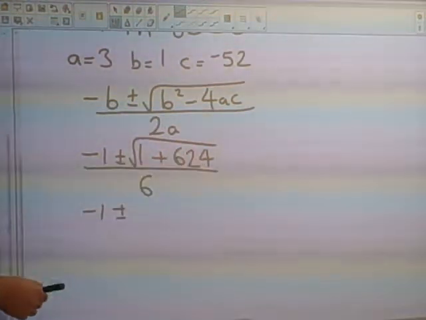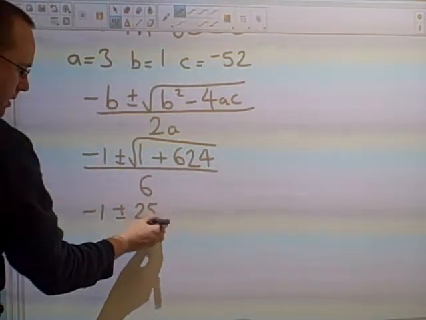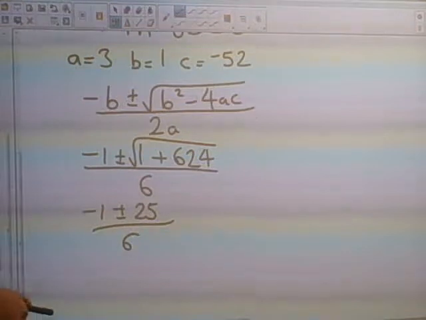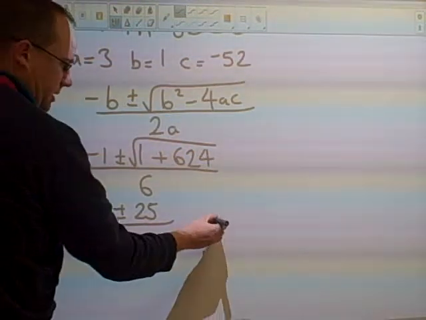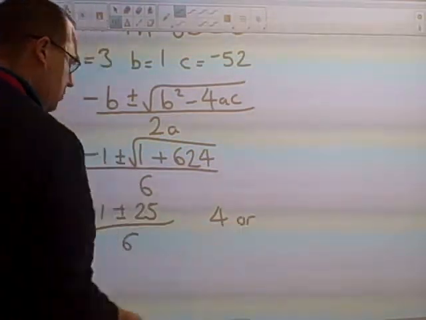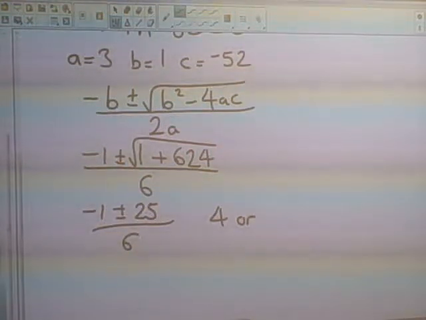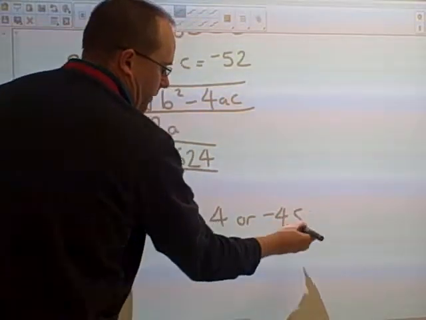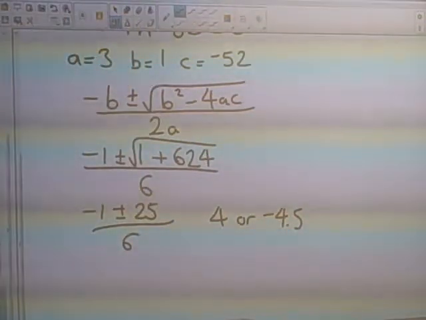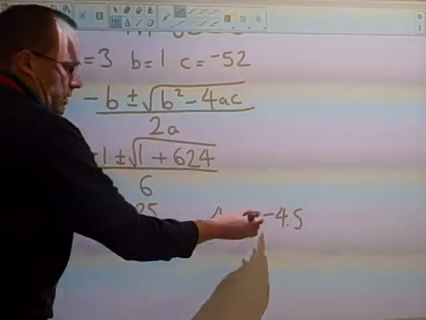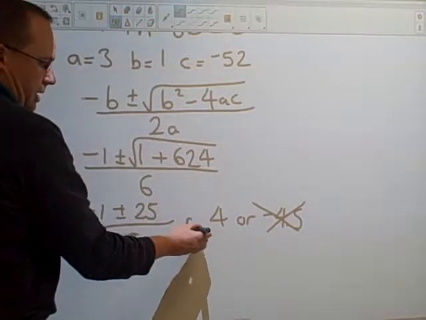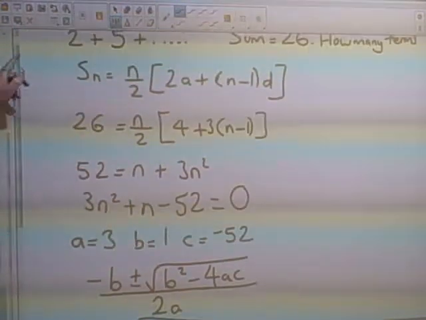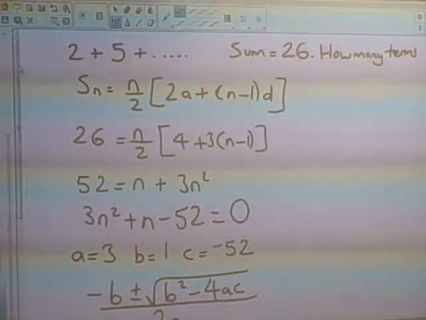Now 625 is a perfect square, that's 25. So we've got two answers. If we do negative 1 plus 25, we get 24 divided by 6, which is 4. Or if we do negative 1 take away 25, we get negative 26 divided by 6, which is negative 4.5. Having a negative number of terms doesn't make sense here, so our solution for this one is just n equals 4, which, like I said, we could have seen much easier from the start because I chose smaller numbers.